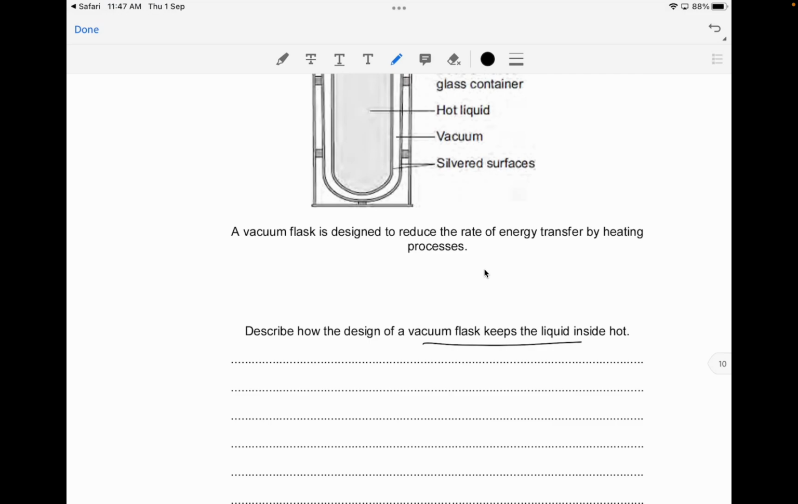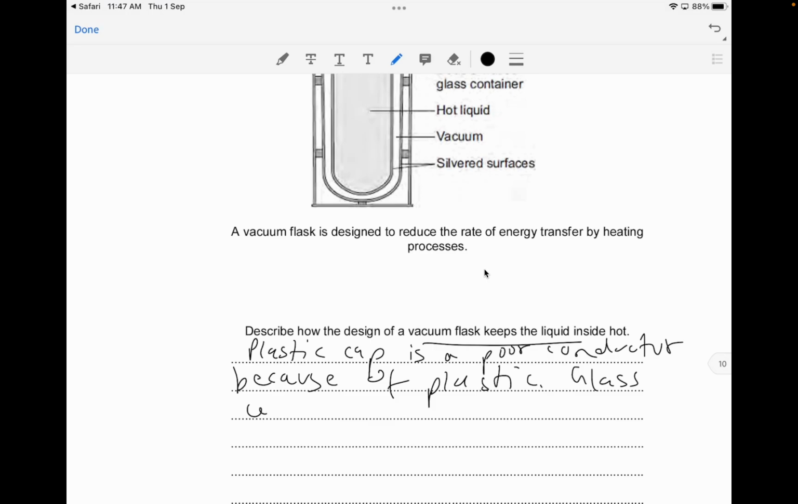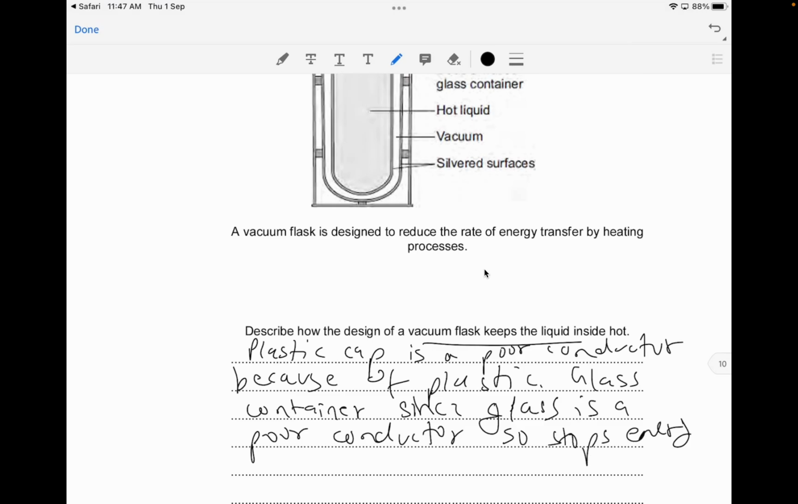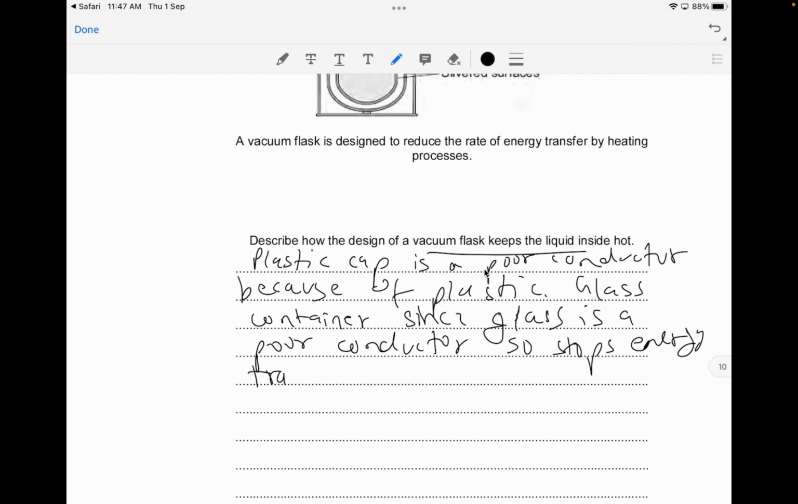So what you're going to say is that the plastic cap is a poor conductor, because of plastic. That's going to be your 1 point. You're going to say that the glass container is a poor conductor as well, since glass is a poor conductor, so it stops energy transfer by conduction. You have to mention the points: energy transfer by conduction.